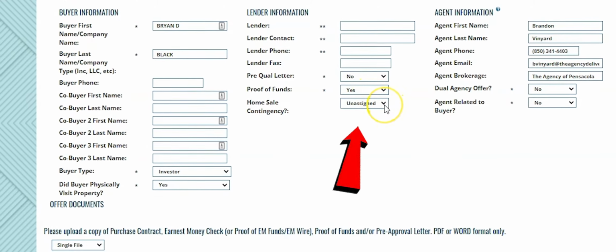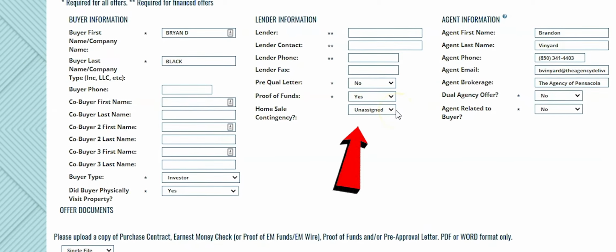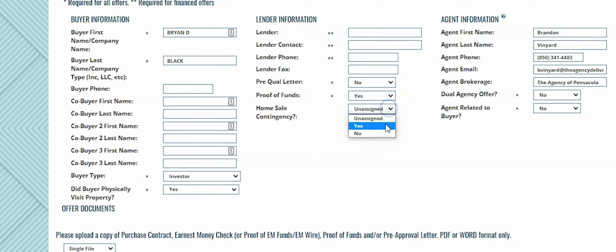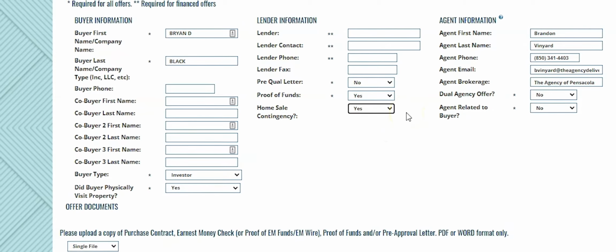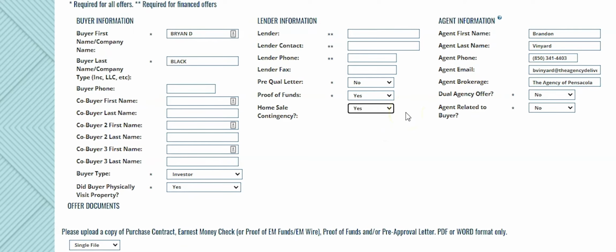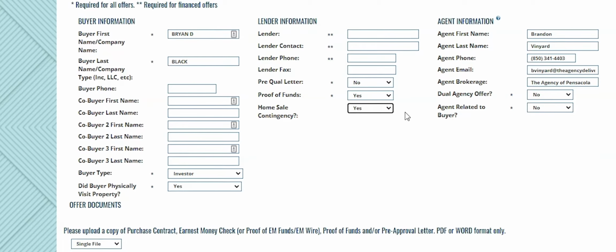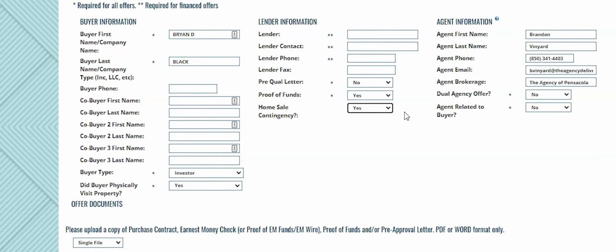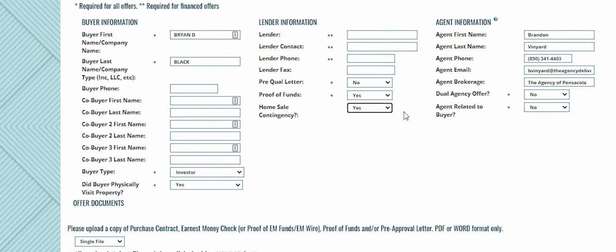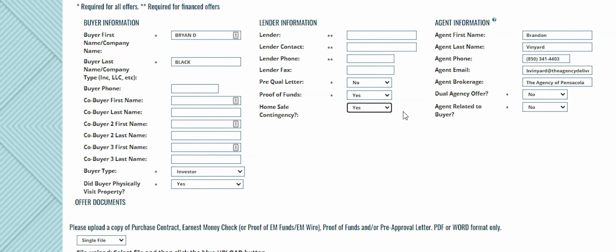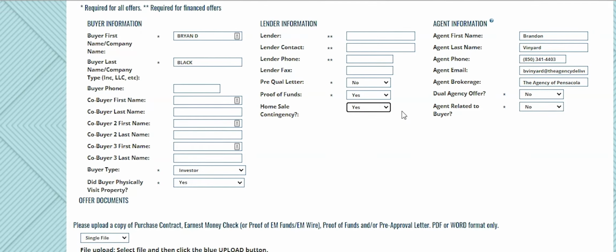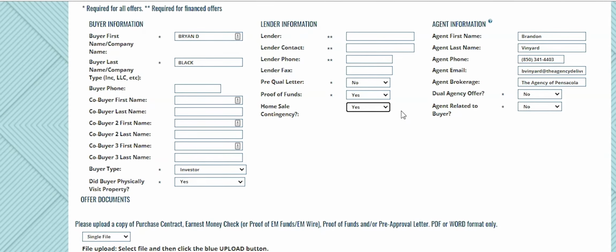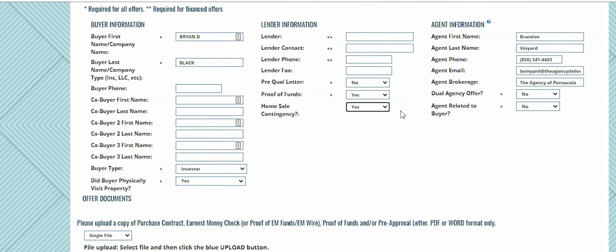Now, this right here, pay attention. Home sale contingency. Ours is no. If you flag yes to this, I can almost guarantee your offer is not going to be accepted. I'm not even sure why they put this on an REO, but I've never in my 20 years ever seen an REO accepted with a home sale contingency. So if you flag that as yes, you can just about guarantee your offer's toast.